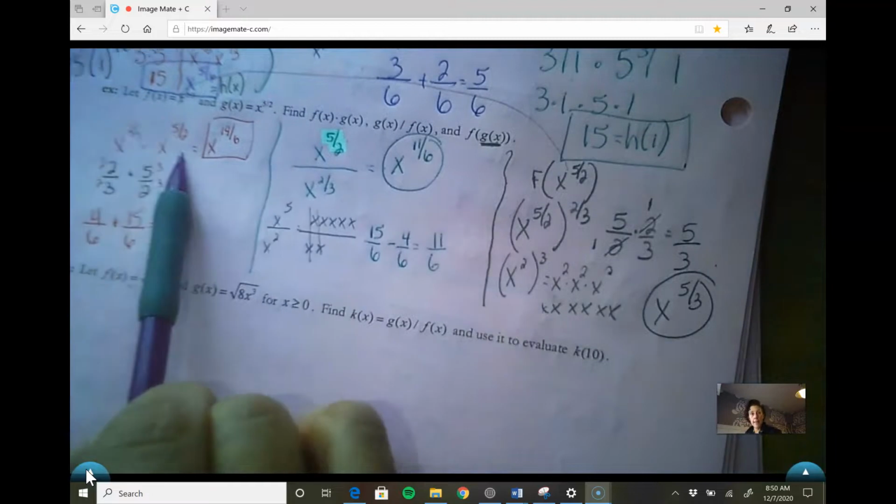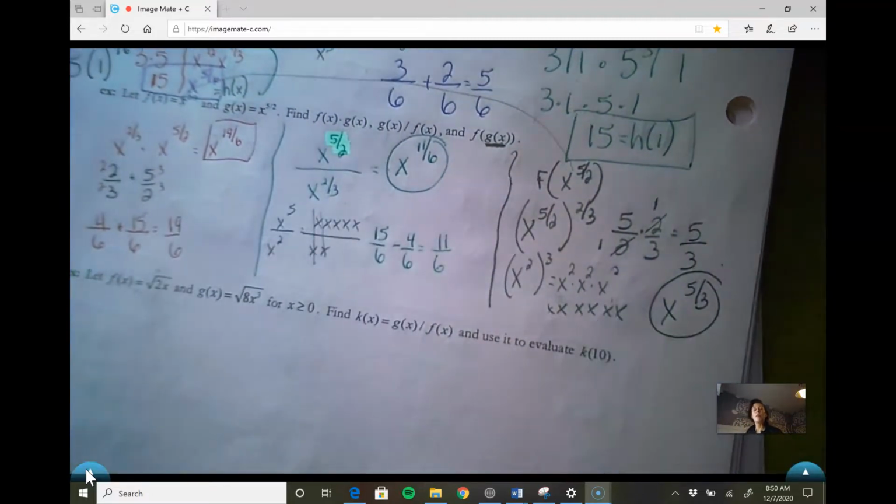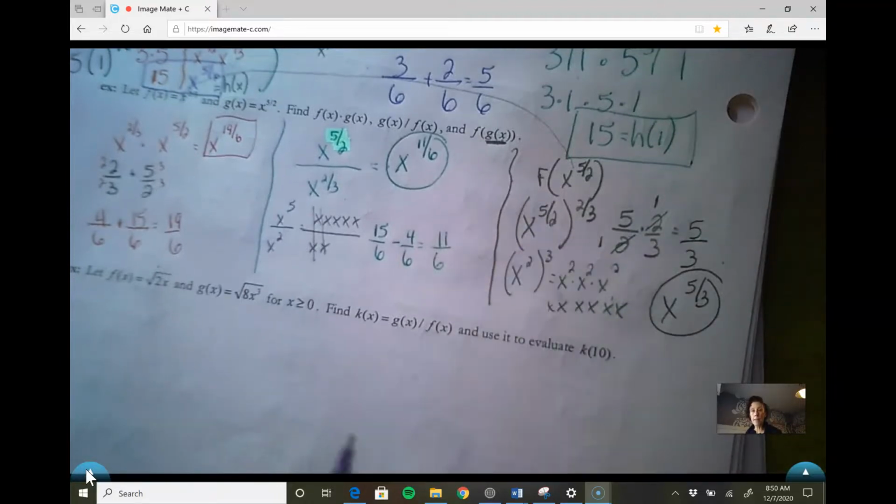So add the exponents, subtract the exponents, multiply the exponents. You're just working with fractions. So when you add or subtract, you need a common denominator. And when you multiply, in the end, you always want the most simplified fraction. But you do not need common denominators here. And again, you can always do any fraction operation on your calculator.